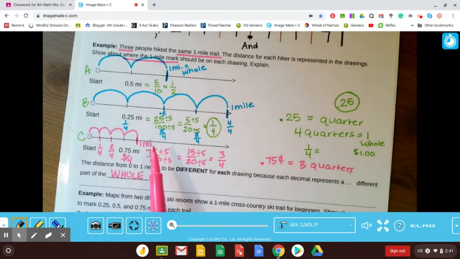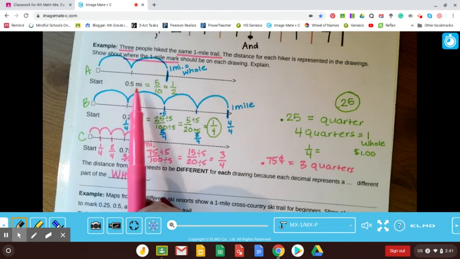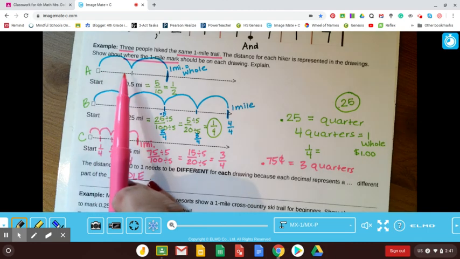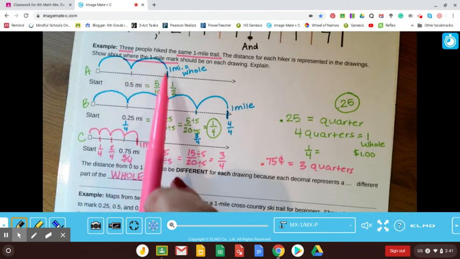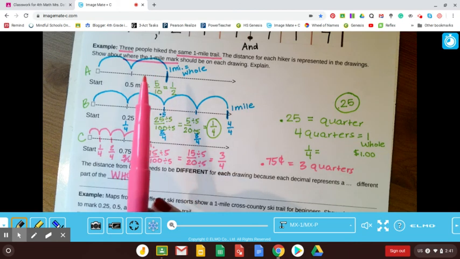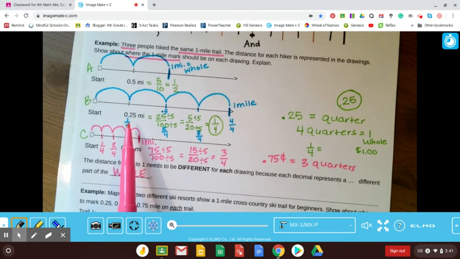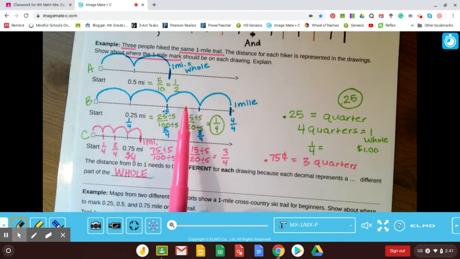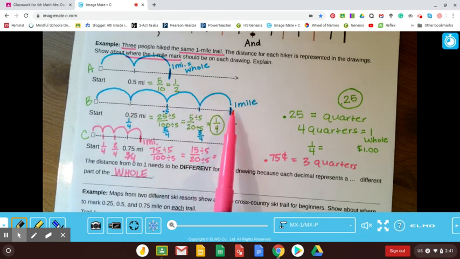to show points. So we thought that 0.5 is equivalent to a half. So we figured it would be the same distance to get to the right as it was to the left to get to that whole, right? We also learned that 25 hundredths is equivalent to 1/4. So we figured that we needed to have 4 same size sections in order to get to the 1 mile.